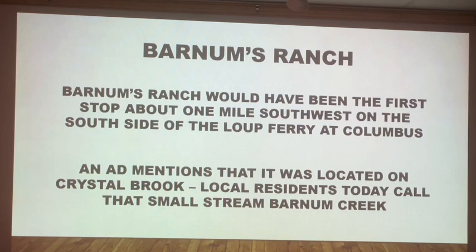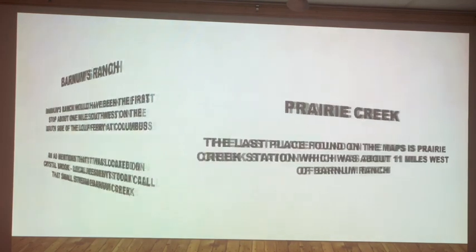Going back to Columbus then, before the split of the trails at that point, was the Barnum Ranch. The Barnum Ranch was located on the north side of the Platte, but the south side of the Loup. So in other words, the first place you would see after you got across the Loup River by way of the ferry would have been Barnum Ranch. The advertisement in the Huntsman Echo says that it was on Crystal Creek. So in doing this little research, I found out that what we now call Barnum Creek is actually Crystal Creek. So Barnum Ranch, Barnum Creek.